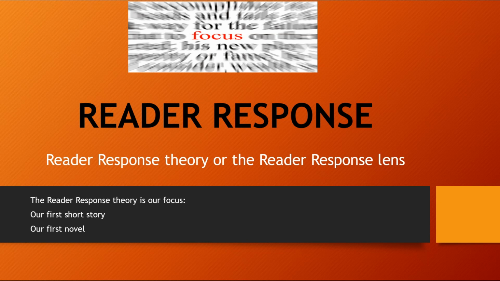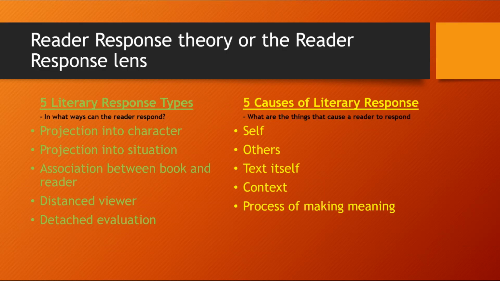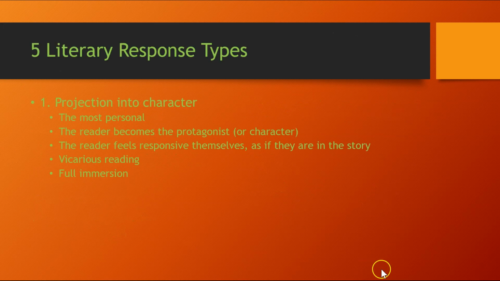So reader response really comes from the 5 things that you have been learning about. We've got the 5 literary response types. So that is, in what ways can the reader respond? And then you've got the 5 causes of literary response. And that is, what are the things that cause a reader to respond? So let's look at the 5 literary response types first. Well, the first one is projection into character. So this is the most personal by far.